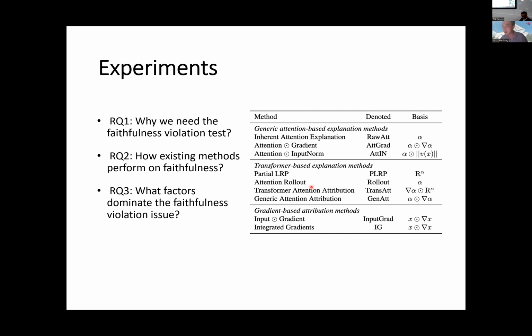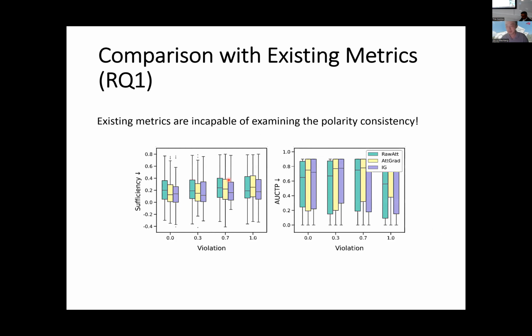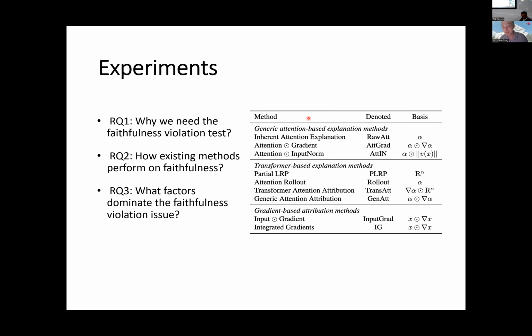To examine why we want to introduce this faithfulness test, we analyze three questions: why we need a faithfulness violation test, how existing methods perform on faithfulness, and what factors dominate the faithfulness violation issue. Regarding the first one, why do we need the faithfulness violation test? Actually, there already exist some faithfulness metrics, but why do we need to introduce another violation algorithm?